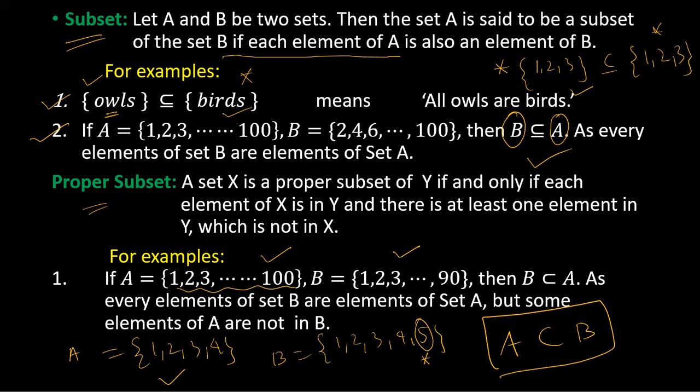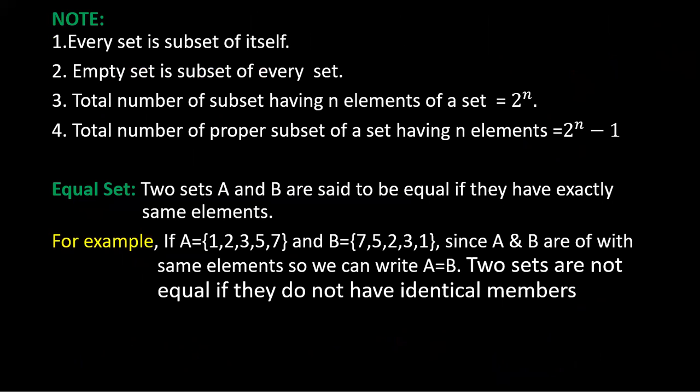Clear? So this is the main part of subset and proper subset. You should understand properly. In the proper subset, this B is known as the superset. The bigger set is known as the superset and the smaller set is known as a proper subset of the bigger set. And note, every set is a subset of itself. Every set. I have just said that before.